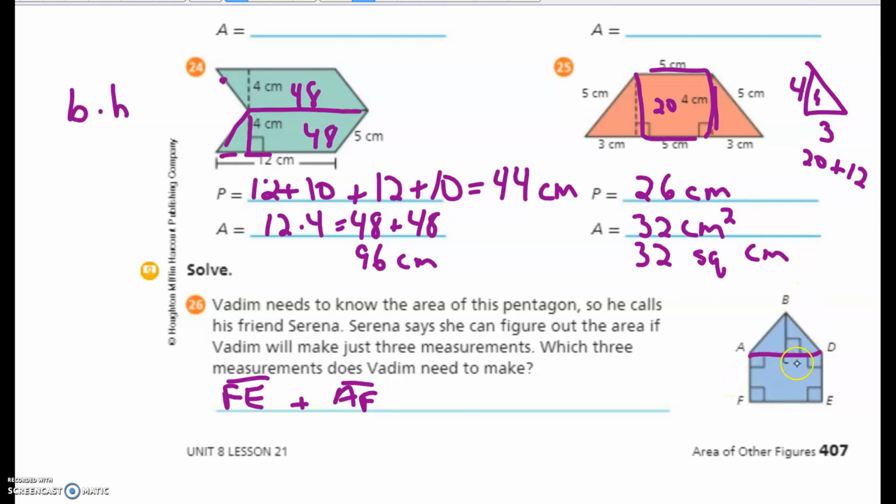And then up here, the triangle is base times height. Well, AD is going to be the same as FE, right? But you need to know this other one right here, BC. So once you know those 3, you are all set and you could figure it out.